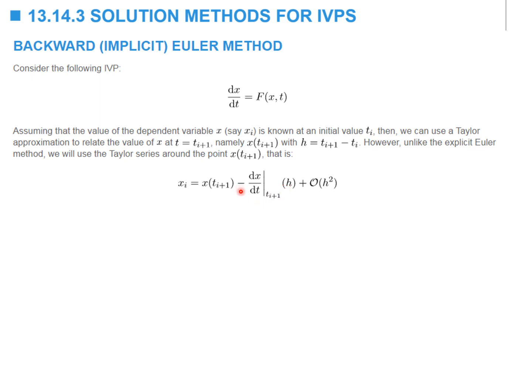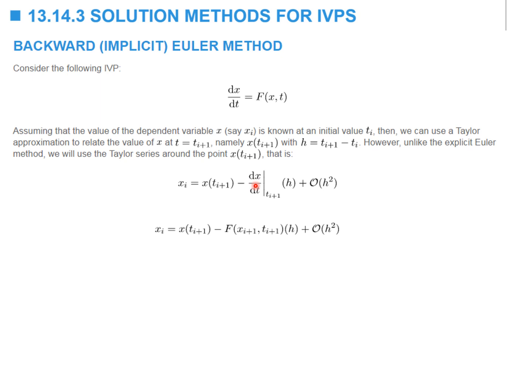And here we're using minus. This negative sign appears because h is actually written as ti plus 1 minus ti, so that we can always use a positive number here. This is the Taylor expansion. If we only use those two terms, then we know that the error term is directly proportional to h squared.